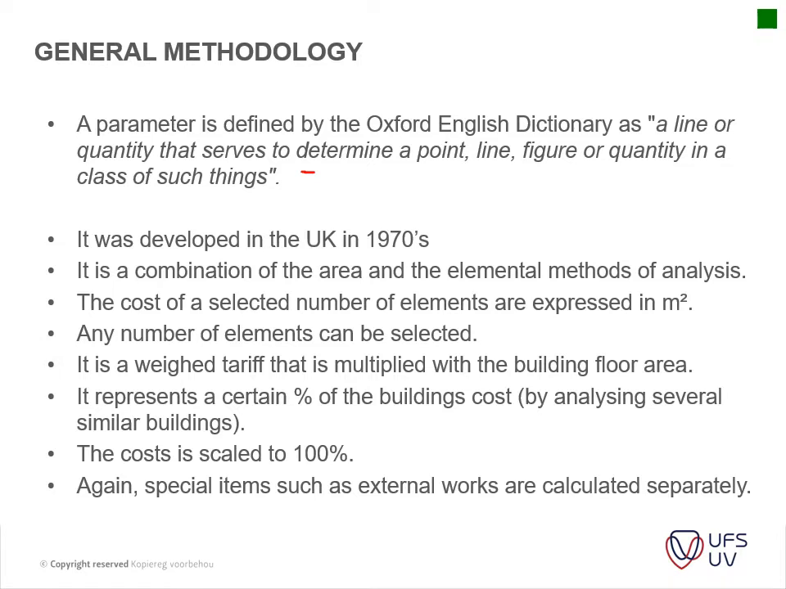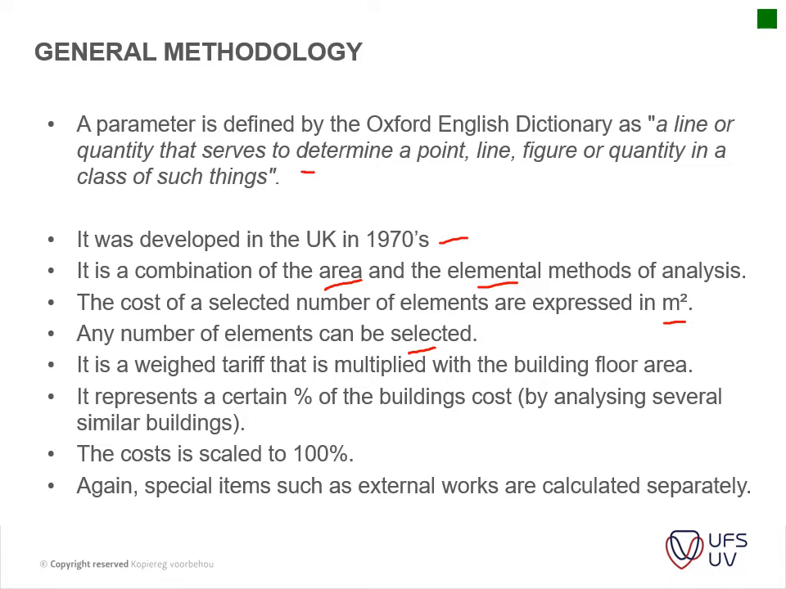It was developed in the UK in the 1970s, so this method was developed a little bit later on. It is a combination of the area method and the elemental methods of analysis. The cost of the selected number of elements is usually expressed in square meters, and any number of elements can be selected. You will see what the elements entail shortly.